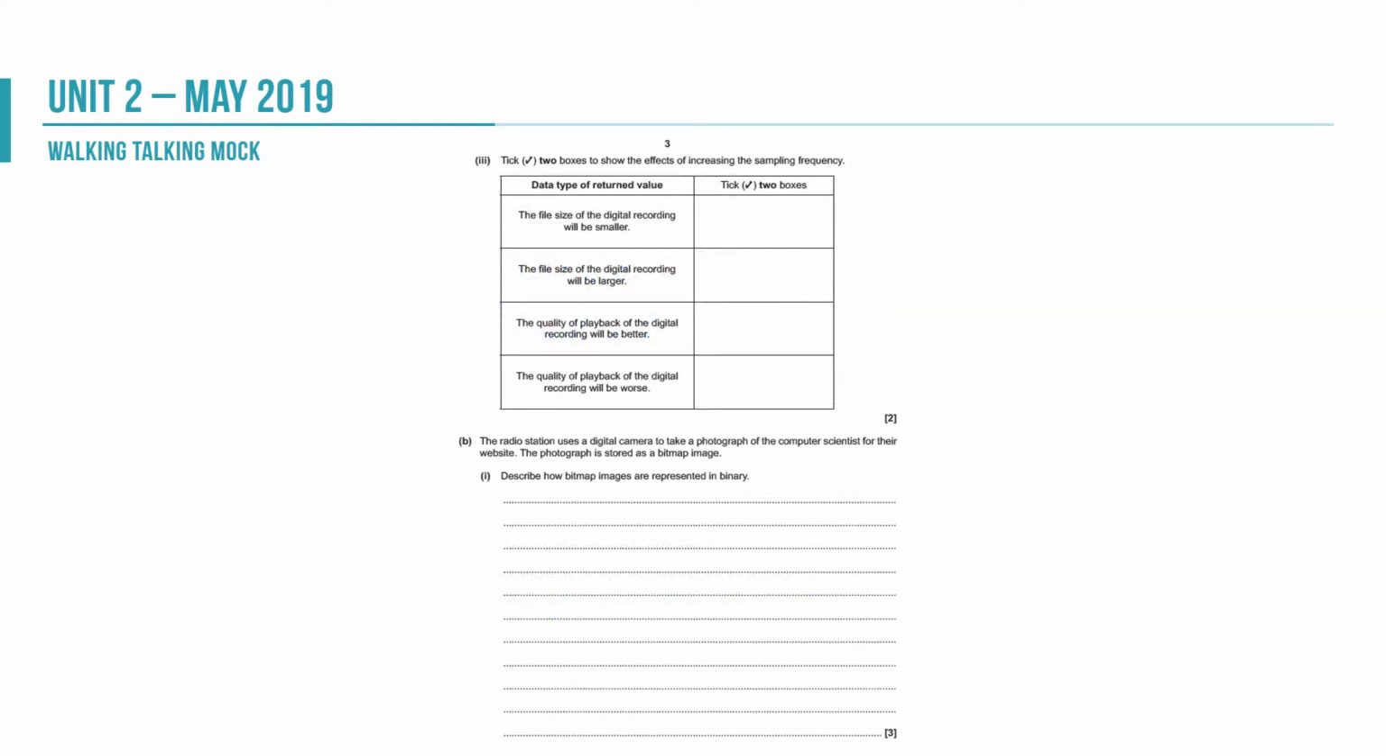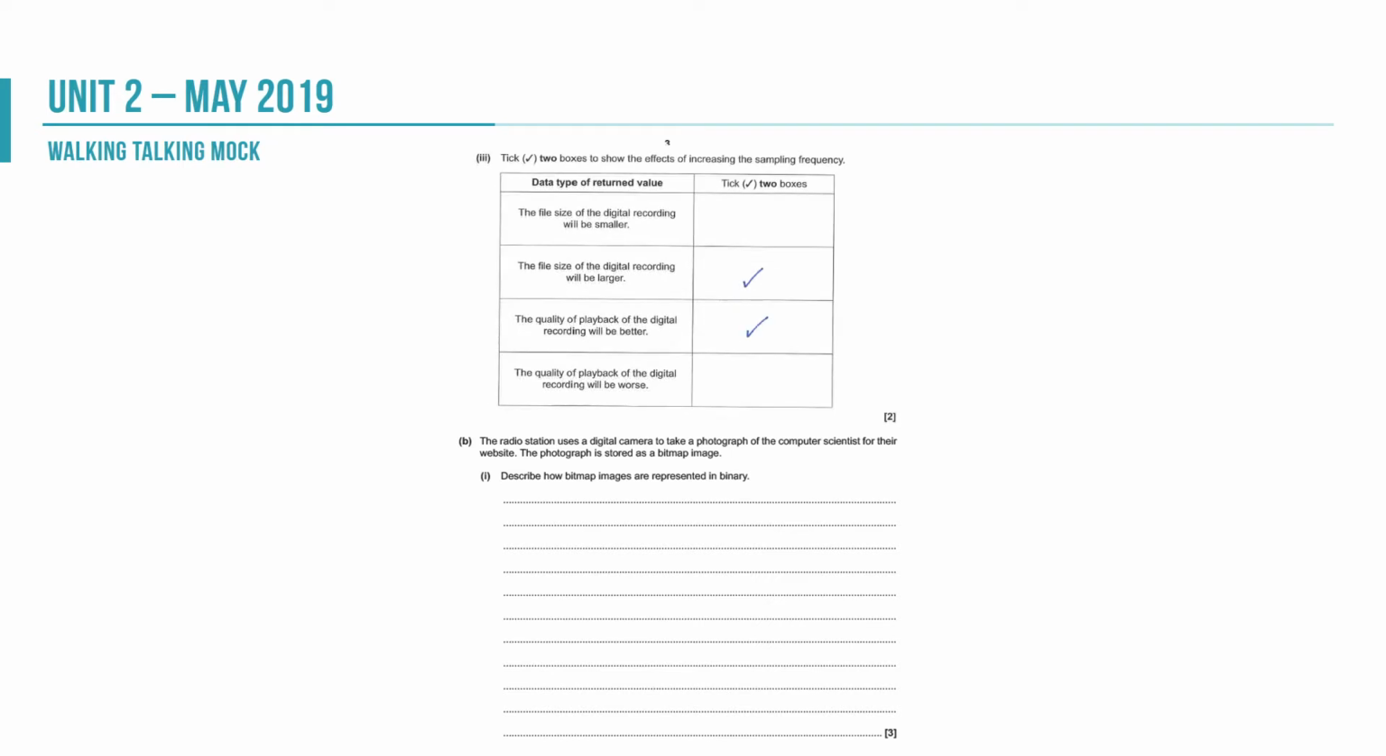We've then got a nice tick box answer. It asks us to tick 2 boxes to show the effects of increasing the sampling frequency. So if we increase the sample frequency, the file size is obviously going to be larger because there are more samples to be stored as binary, but the playback and the quality of that recording will ultimately be better. That one's pretty non-negotiable. Those are the 2 marks. You wouldn't get marks for any other answers.